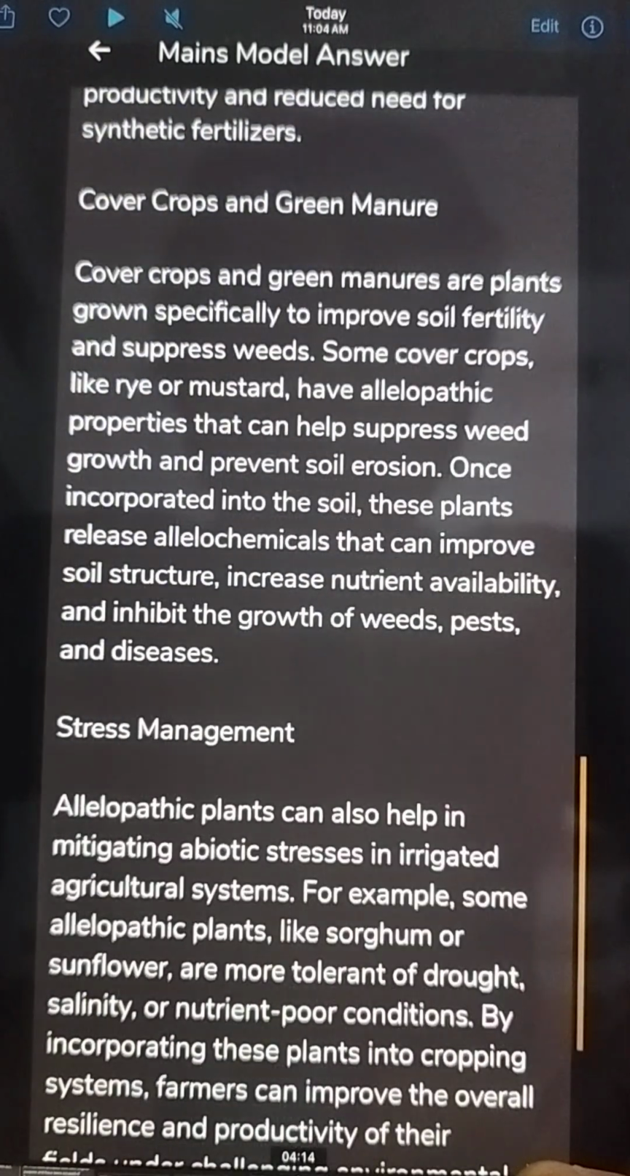Then comes cover crops and green manure. Cover crops and green manures are plants grown specifically to improve soil fertility and suppress weeds. Some cover crops like rye or mustard have allelopathic properties that can help suppress weed growth and prevent soil erosion. Once incorporated into the soil, these plants release allelochemicals that can improve soil structure, increase nutrient availability, and inhibit the growth of weeds, pests, and disease. Then comes stress management.